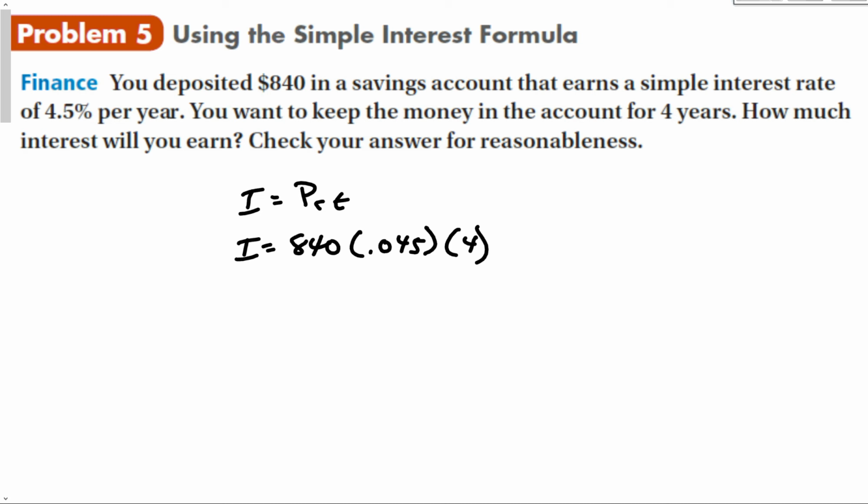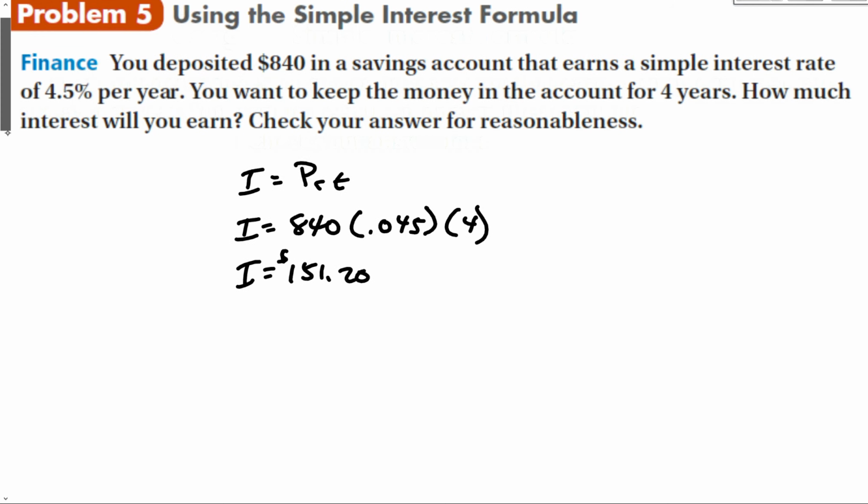So we should expect a decent amount of money in 4 years, but not a lot. So we just do 840 times 0.05 times 4, and we get that the interest that I earn is 151.20. Makes sense. Not too much, not too little.